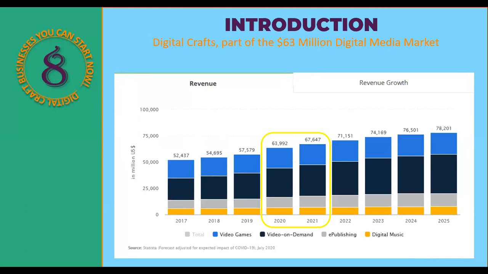So as you can see here, digital media in 2020, this year, made $63 million. It's expected to grow in the next year, in 2021, to $67 million. And digital crafts is a huge part of that. As you see, it's going to continue to grow till 2025. It's going to be $78 million. And this is just these four categories. There's a whole lot more to digital media.